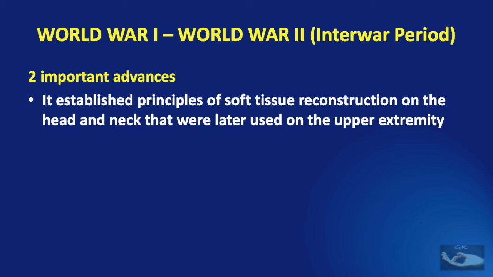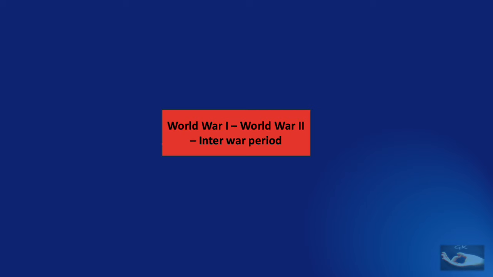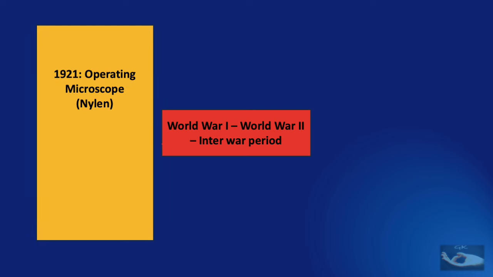The period after the First World War brought about two important advances. It established principles of soft tissue reconstruction on the head and neck that were later used on the upper extremity, and the consequences of the unreconstructed upper extremities of the war convinced the medical community that hand surgery was a necessary specialty. The interwar period, after the First World War and before the Second World War, brought about certain innovations. The invention of the operating microscope by Nylen in 1921 was one of them.